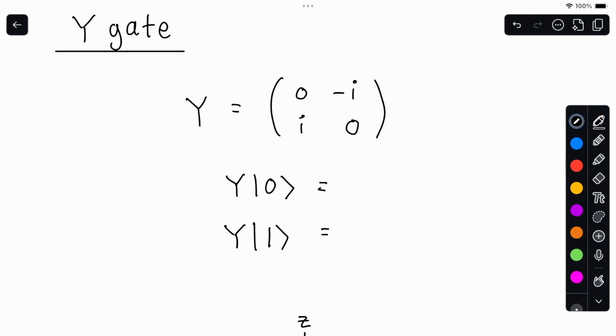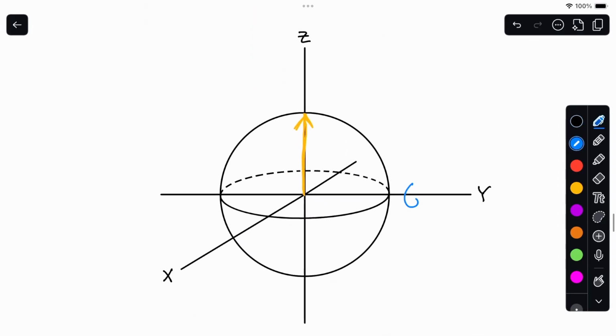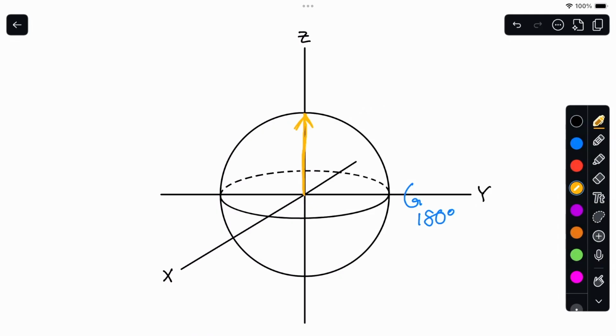The Y gate is very similar to the X and Z gate. It, again, just does a 180-degree rotation around the y-axis. So here it would map the 0 state to minus i times 1, and the 1 state to i times 0. And again, it's going to be a 180-degree rotation around the y-axis. So it would rotate the 0 state from here down to the 1 state.